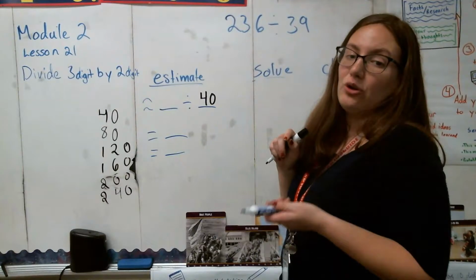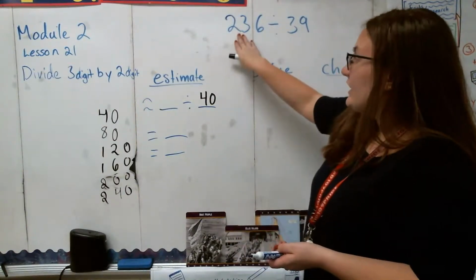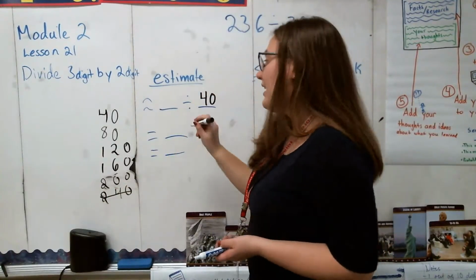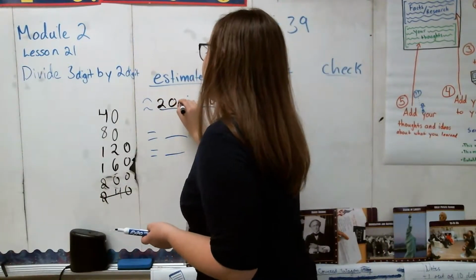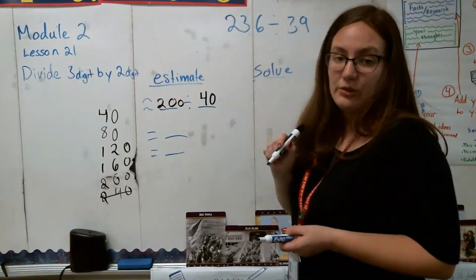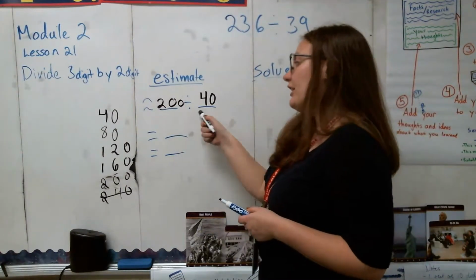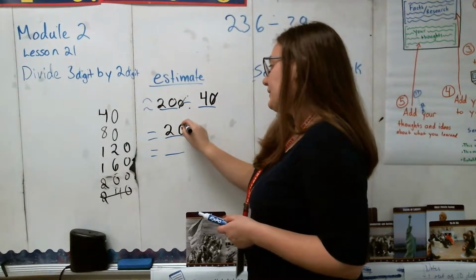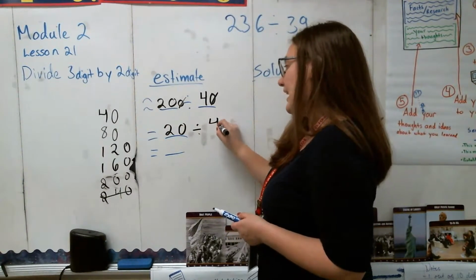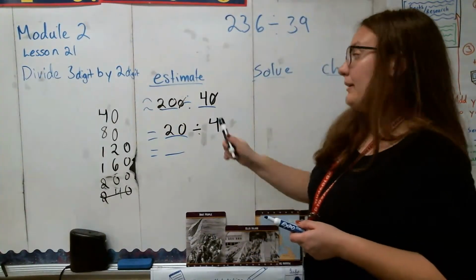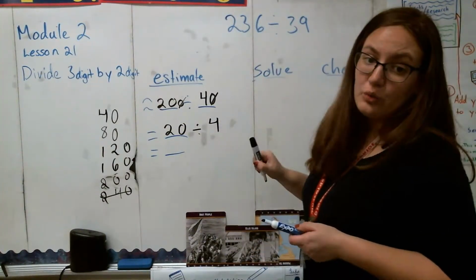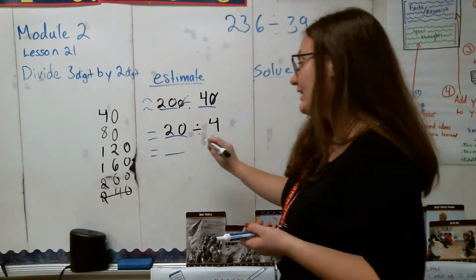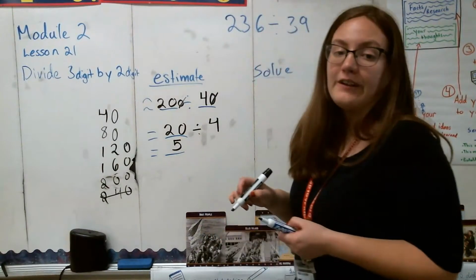Since normally I don't like to go over the number I am dividing, I think instead of choosing 240, I'm going to choose 200 because I really don't want to go over 236. So we're going to do 200 divided by 40, cross off the zeros, and this leaves me with 20 divided by 4. And remember, I just crossed off 1 zero because there's just 1 zero over here. I do 20 divided by 4. 4 times what is 20? And again, that leaves me with 5.